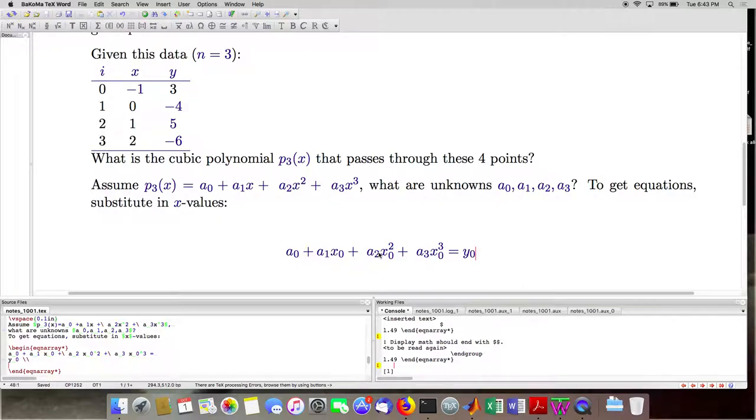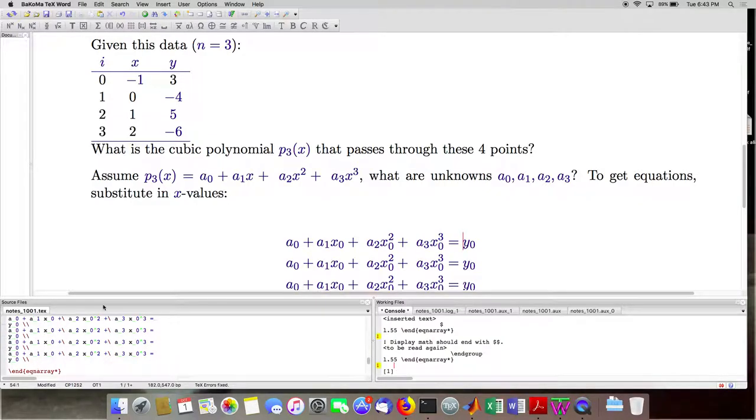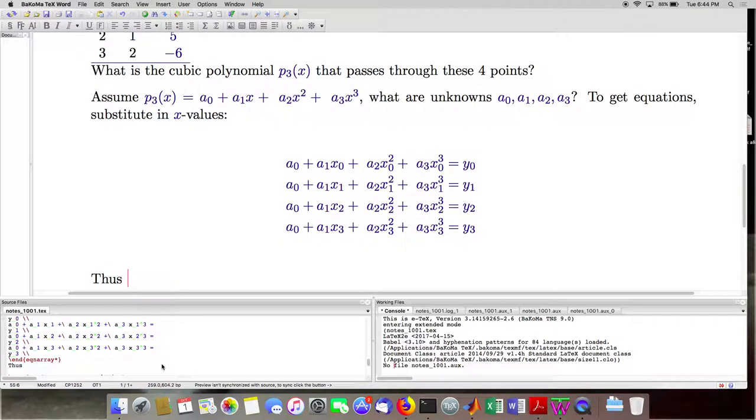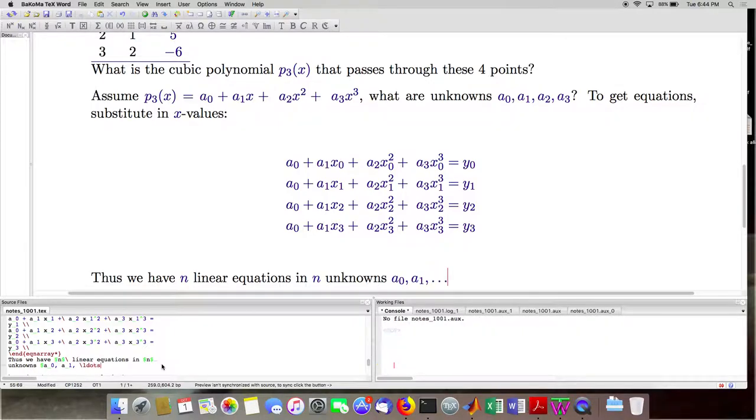But I have four points that I have to match. So I can go ahead and duplicate this and fill in the other x values: x0, x1, x2, x3, and then same over here, 1, 2, 3. On the right side, I'd have y0, y1, y2, y3. Now I have exactly what I need: four equations, four unknowns. And the nice thing is, even though there are nonlinear expressions in here, like x values squared, x values cubed, those values are known. The unknowns, my coefficients, are only involved in these equations in a linear way. So what we have is n linear equations in n unknowns, a0, a1, up to an.